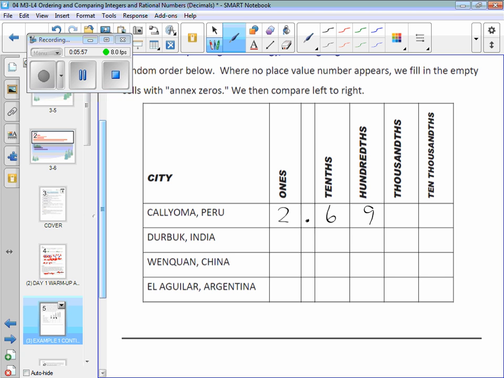What about Durbuck? Carly. Great. What about Wencon? Alan. And finally, El Aguilar. Lex. Great.